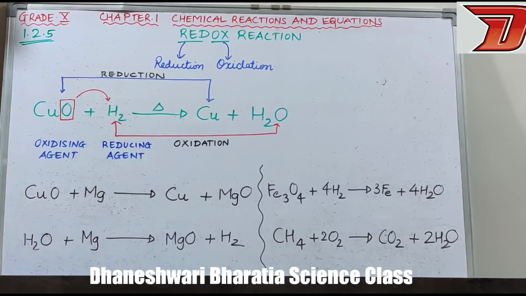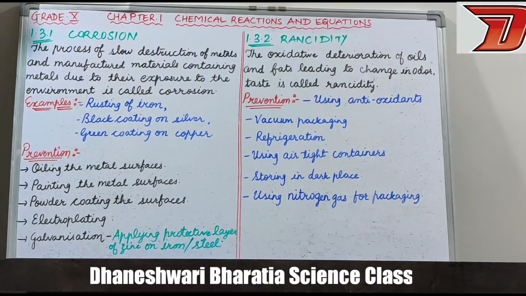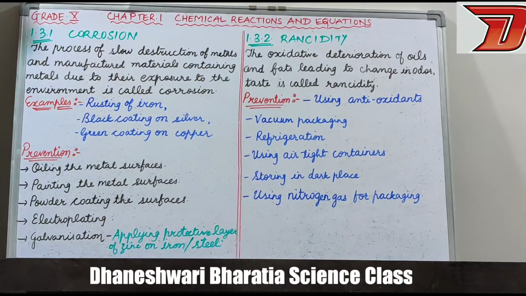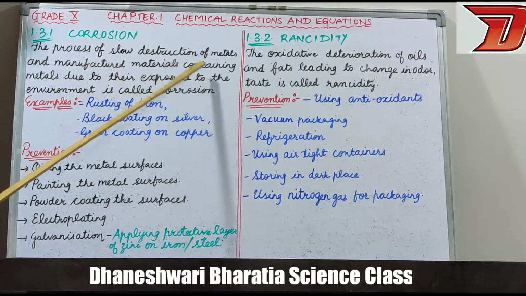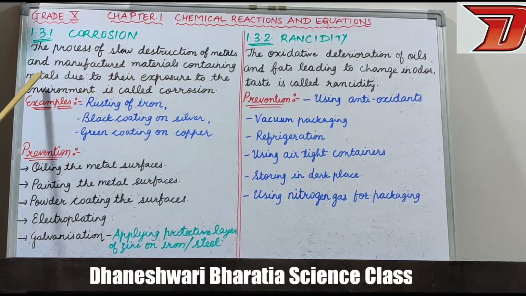Fine. So let us start with the last topic of the chapter, that is corrosion and rancidity. Both these reactions we have already faced, or I can say experienced, in our day-to-day life also. So the definition of corrosion is, it is the process of slow destruction of metals and manufactured materials which are having metals. So it is only related to metals.